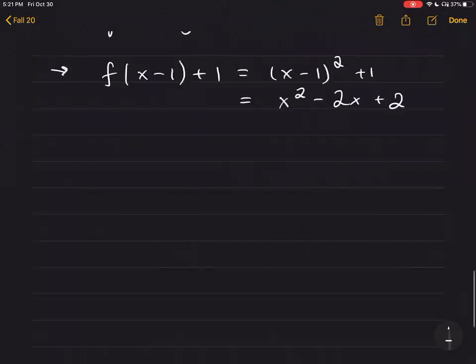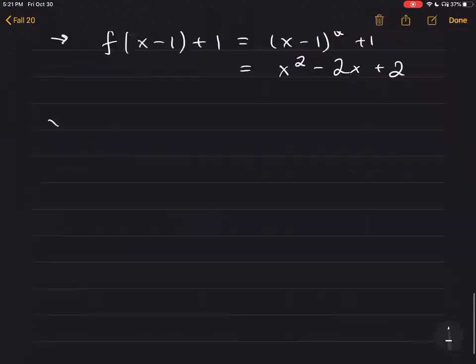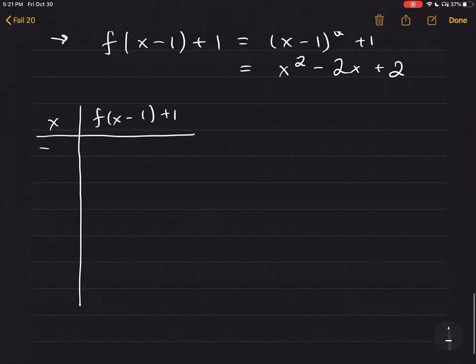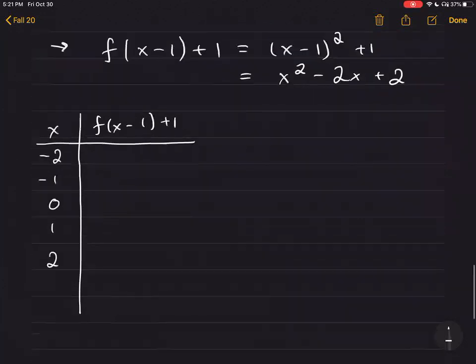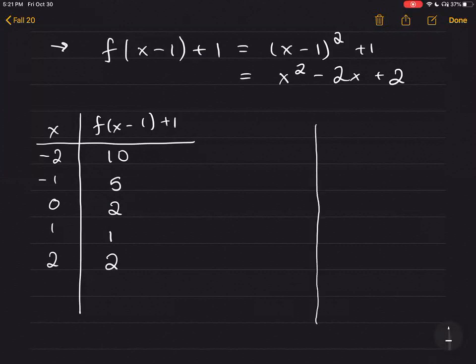So let's look at our points as usual. We'll do f of x minus 1 plus 1. So we get negative 2, negative 1, 0, 1, 2. And then I'm not going to do the arithmetic for these, but if you plug in these points to this function, you'll get 10, 5, 2, 1, 2. So then if we look at this on our coordinate plane, make this one a little bit bigger maybe.